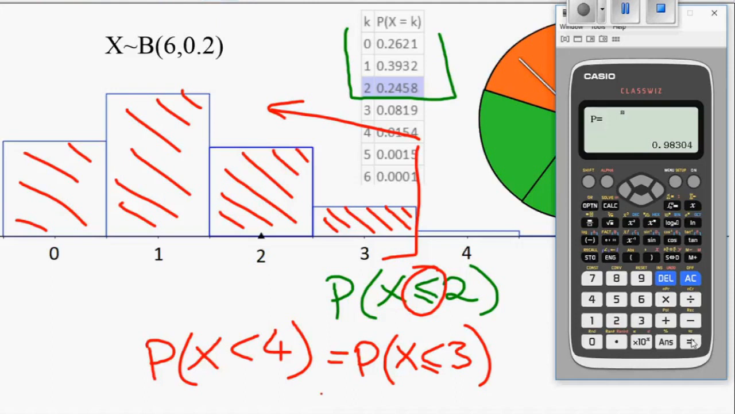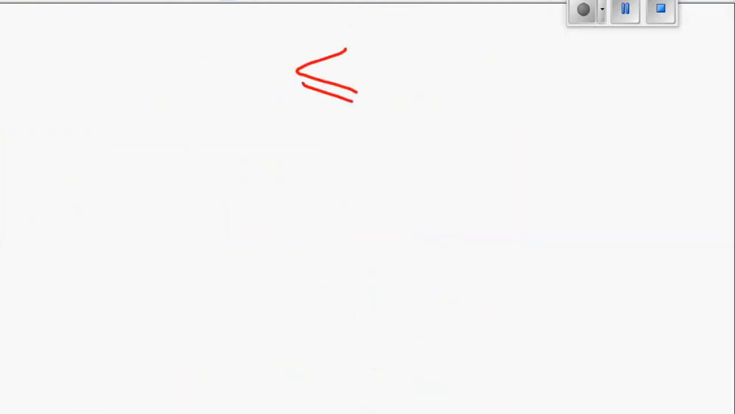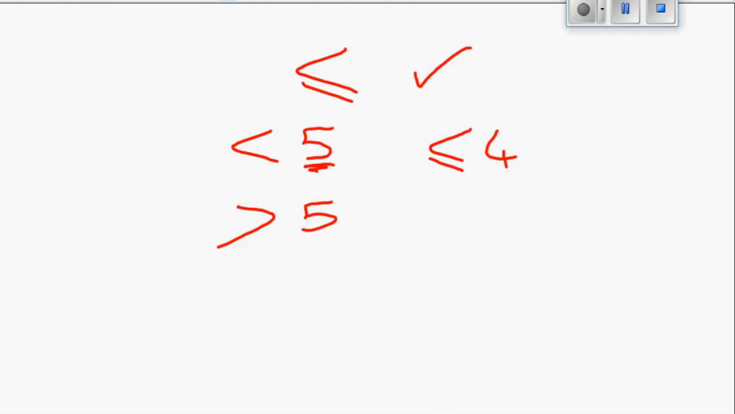And this tells me that my probability is 0.98304. So if I've got a less than or equal to symbol, that's fine. If I had x is less than 5, I'd need to change that to x is less than or equal to 4. If the number of successes we're looking for is greater than 5, that means it could be 6, 7, 8 or 9. So that is going to be 1 take away the probability that x is less than or equal to 5.